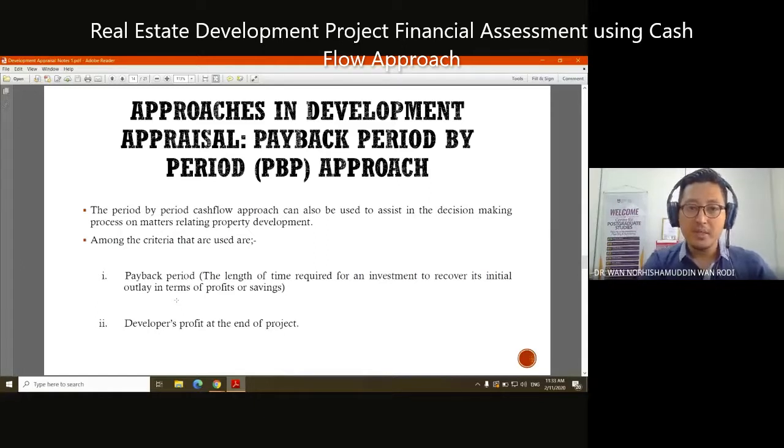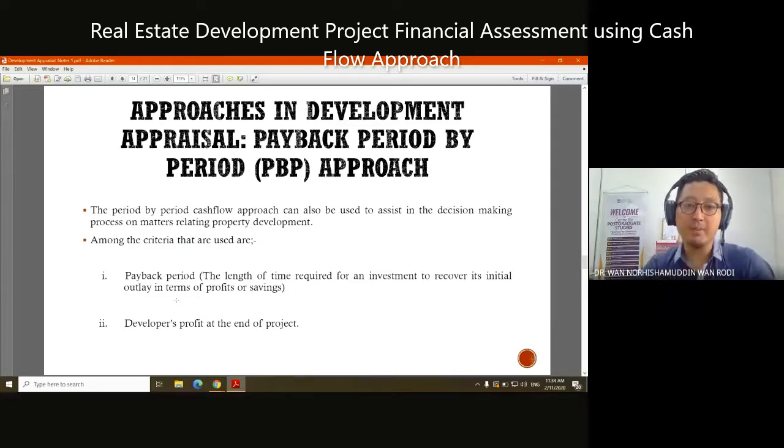Okay, the period by period cash flow approach can also be used to assist in decision making. Among the criteria that are used is the payback period. These are the criteria that we use to determine whether the project is viable or not from the PBP approach perspective.